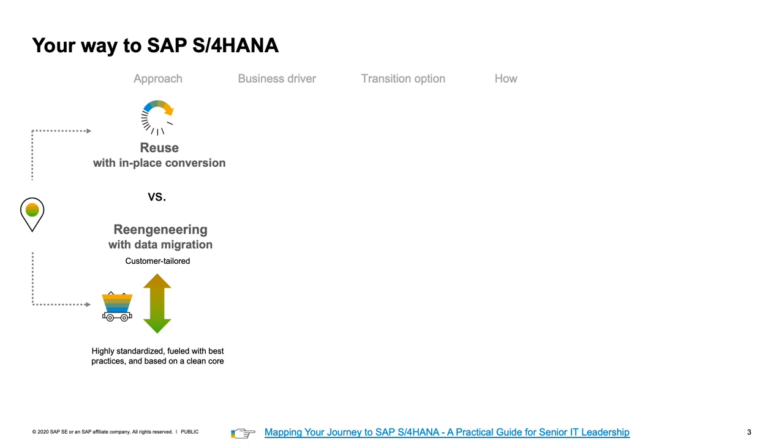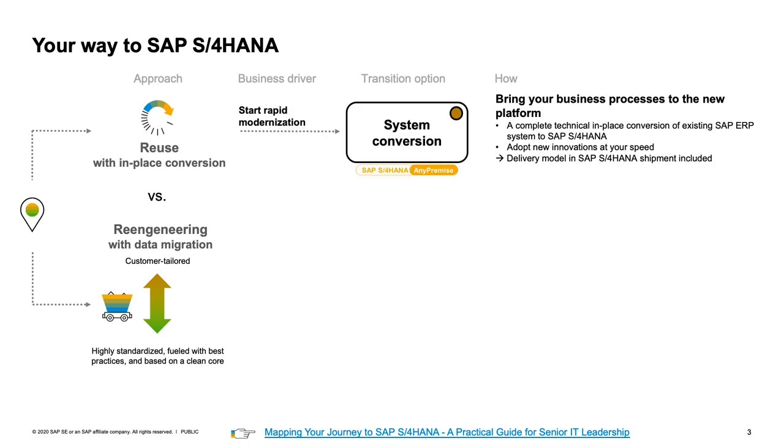As a kind of repetition, there are different ways to reach SAP S/4HANA as a new product family. And there is the system conversion, sometimes referred to as the brownfield approach. That's the topic for today's session. A system conversion is a one-to-one conversion of one ERP source system into one SAP S/4HANA system.